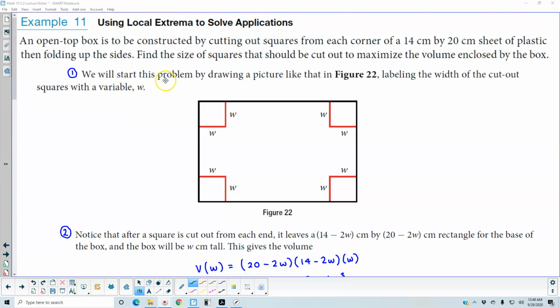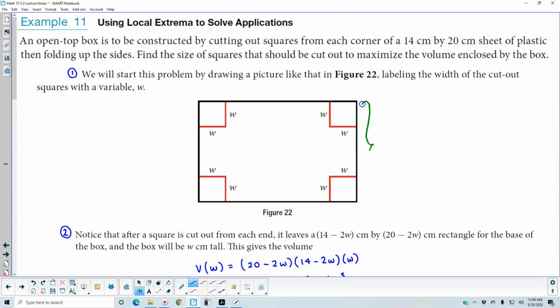So number one, we'll start this problem by drawing a picture like that in figure 22, labeling the width of the cutout squares with a variable w. So here we have one, another one, another one, and another one. So notice that after a square is cut from each end, it leaves a 14 minus 2w centimeters by 20 minus 2w, because each area represents 2w. So if we cut that out, then what's left is we're taking 14.